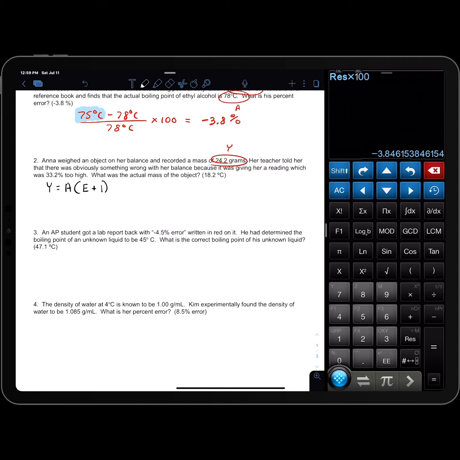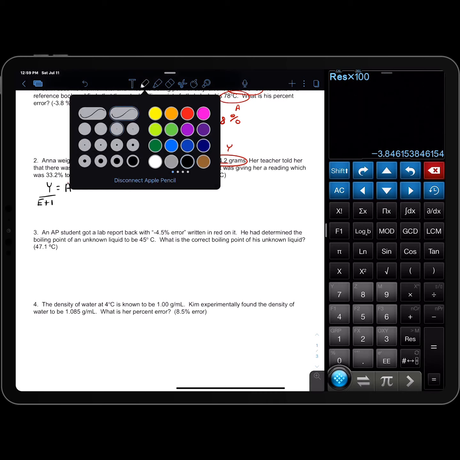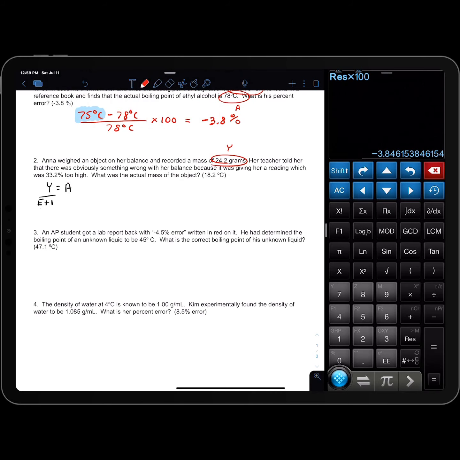So we'll divide both sides by E plus 1, I'm sorry, not 100. That gets rid of this on this side, and now you have your actual. All right. Now, what I would really recommend is that you write this down in your formula so that way you don't have to redo this each time.